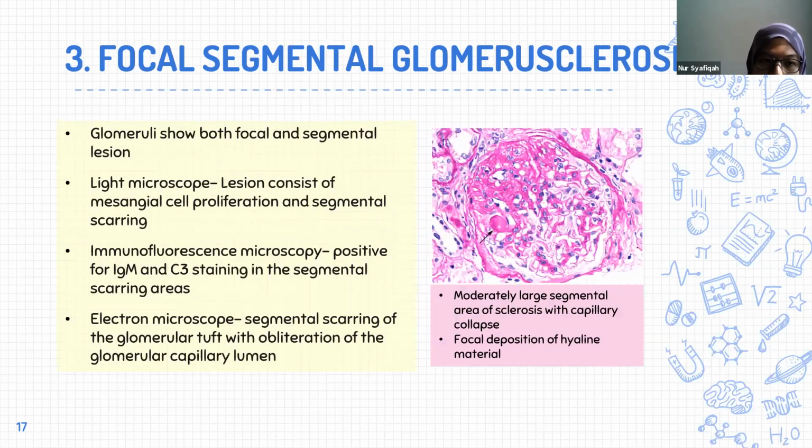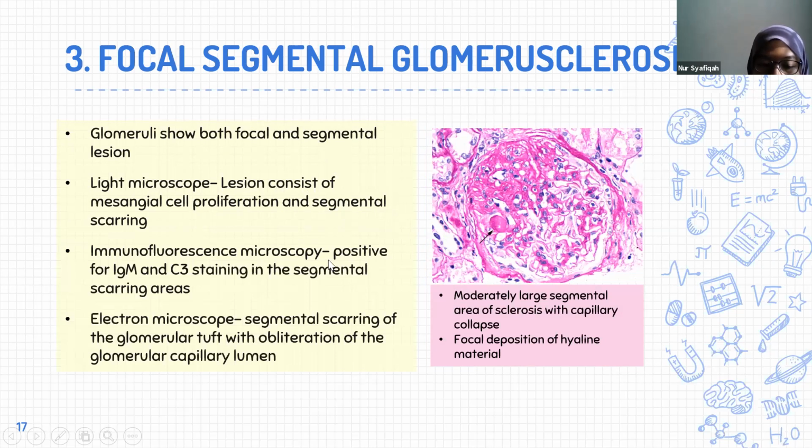So next, the last one is focal segmental glomerulosclerosis. This is when the glomeruli show both focal and segmental lesion, where on light microscope, the lesion consists of mesangial cell proliferation as well as segmental scarring.